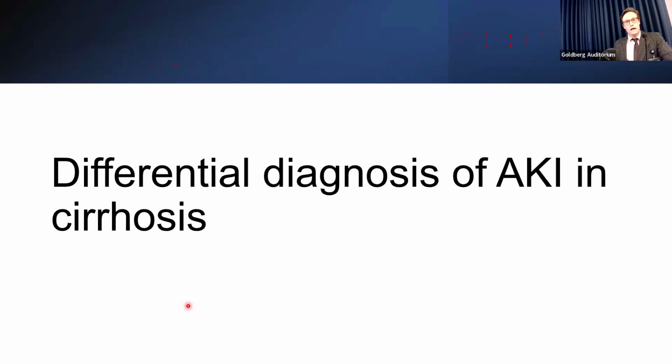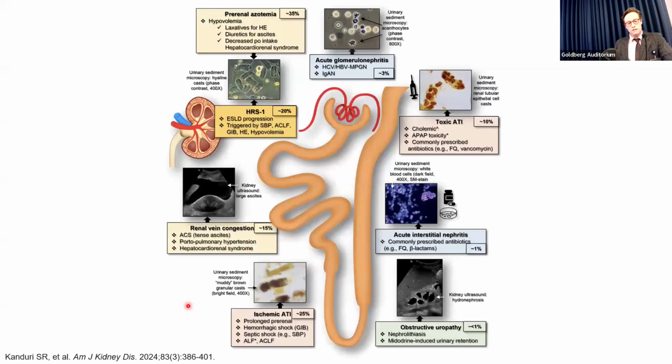So, the differential diagnosis of AKI and cirrhosis. Again, everyone with AKI and cirrhosis does not have HRS. This review does a really good job of going through the different etiologies. Whenever I think of AKI, I start at the heart and move my way to the urethra, following the flow of blood and filtrate.